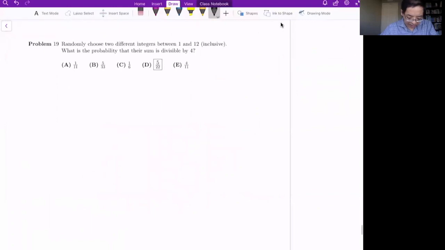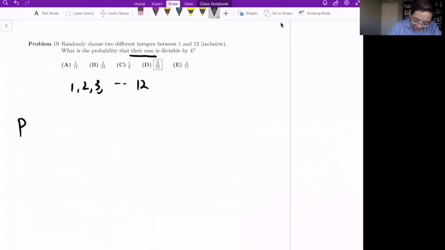Okay, now let's look at problem 19. This again is a probability problem. We randomly choose 2 different numbers from 1, 2, 3, all the way to 12. What is the probability that the sum is divisible by 4?